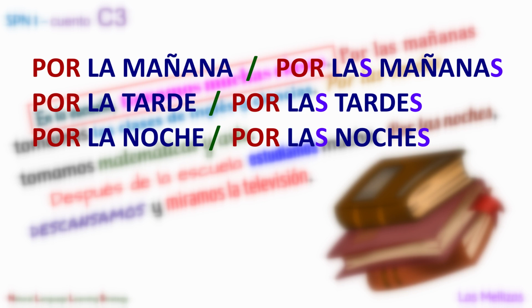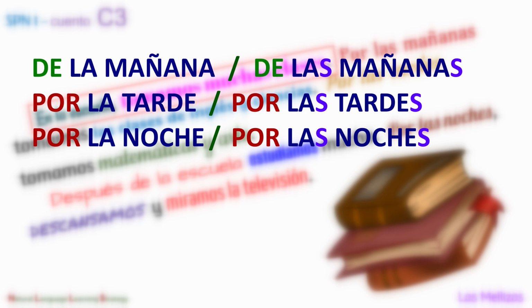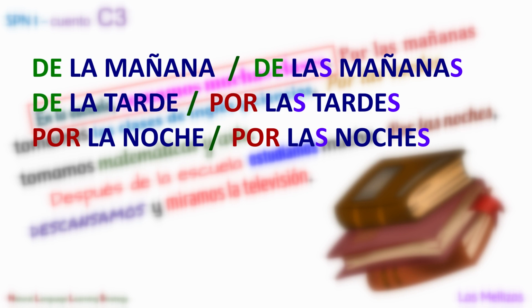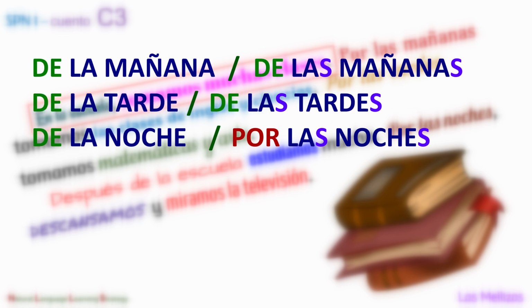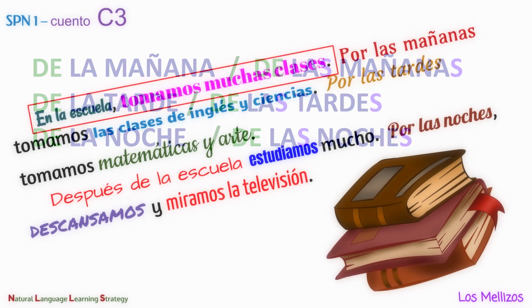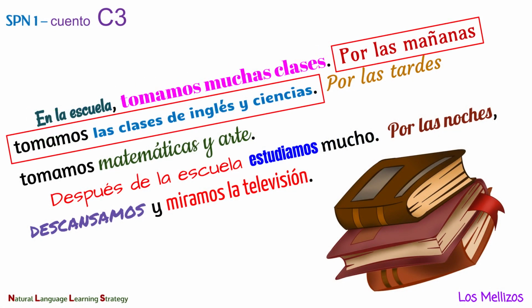In many parts of the Spanish-speaking world, you could substitute the word por with de and say de la mañana, de las mañanas, de la tarde, de las tardes, de la noche, de las noches. We're going to be using the proper way for this unit, so look at the next sentence. Por las mañanas tomamos las clases de inglés y ciencias. In the mornings, we take the classes of English and science. Or, in the mornings, we take English and science classes.